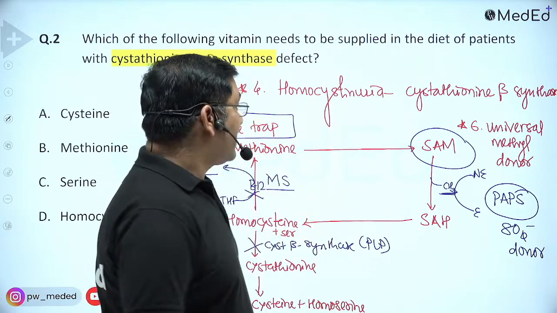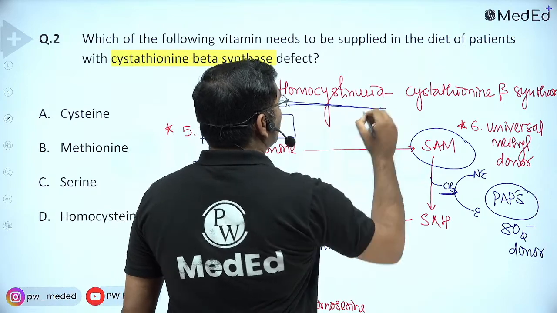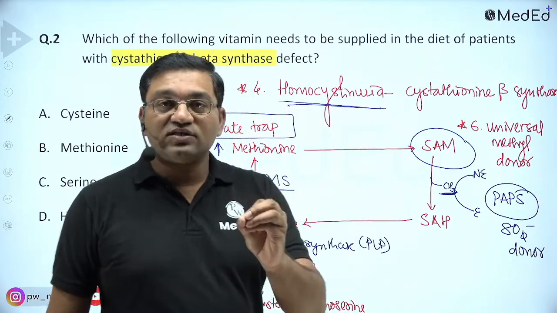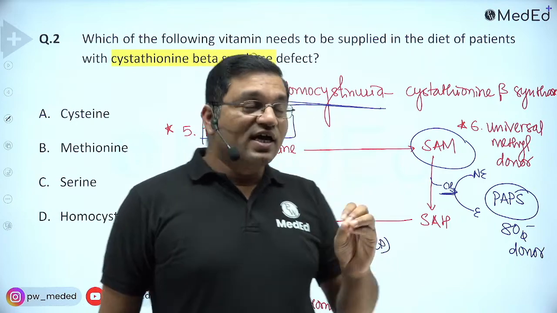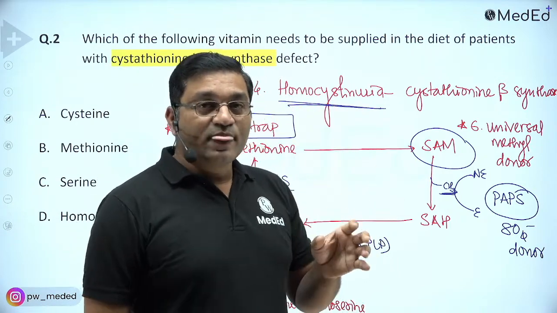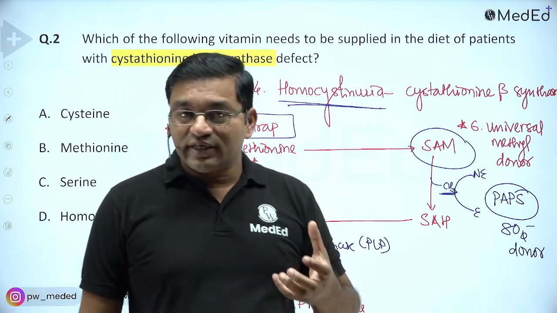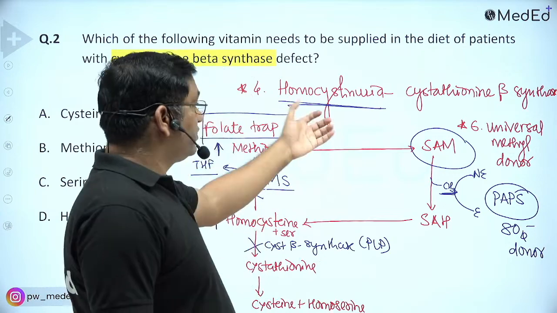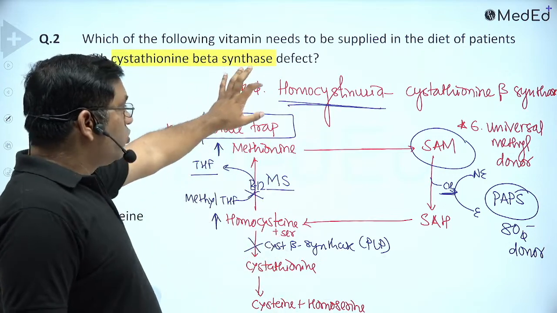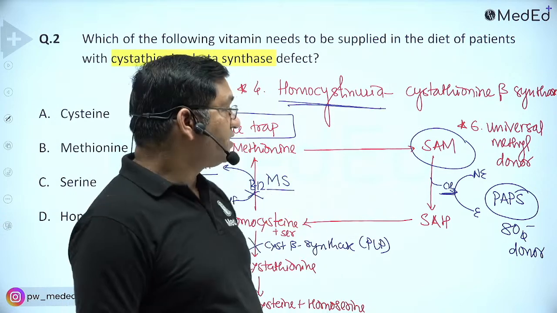The typical characteristic feature of homocystinuria is ectopia lentis, meaning subluxation of the lens, and the child appears like Marfan syndrome, with long digits, arachnodactyly. These are the features of Marfan syndrome. So point number 4, homocystinuria, it is due to defect in cystathionine beta synthase.